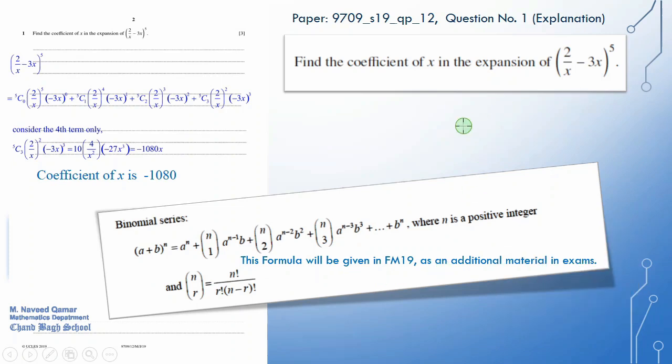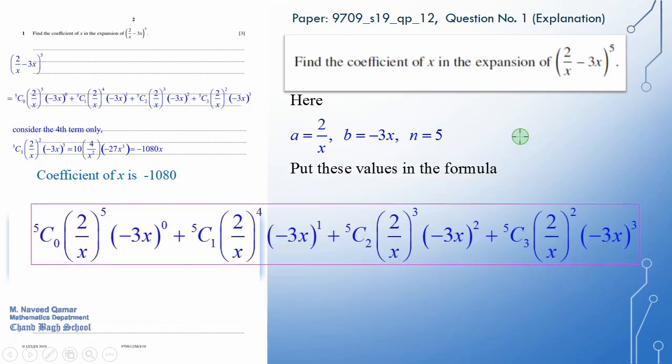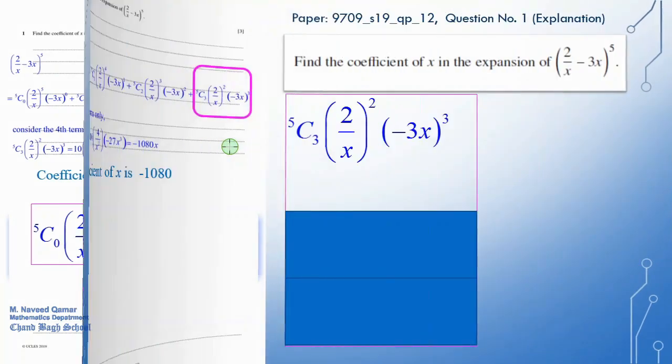Here we can see that the value of A is 2 over x, the value of B is minus 3x, the value of n is 5. When we put these values in the formula, we may have these 4 terms, the first 4 terms of the series. Here we can notice that it is the 4th term which involves x. So consider the 4th term only.